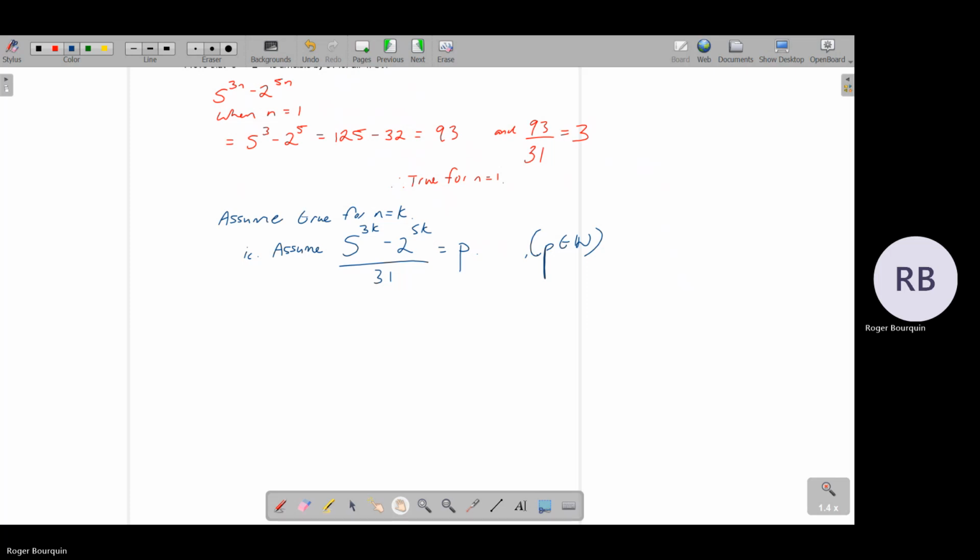Take 5 to the 3K. Yeah, doesn't matter, but I'm gonna pick 5 to the 3K from the top. Still our assumption, eh? 5 to the 3K is equal to 31p plus 2 to the 5K, eh? And that is going to be our little sine stuff.